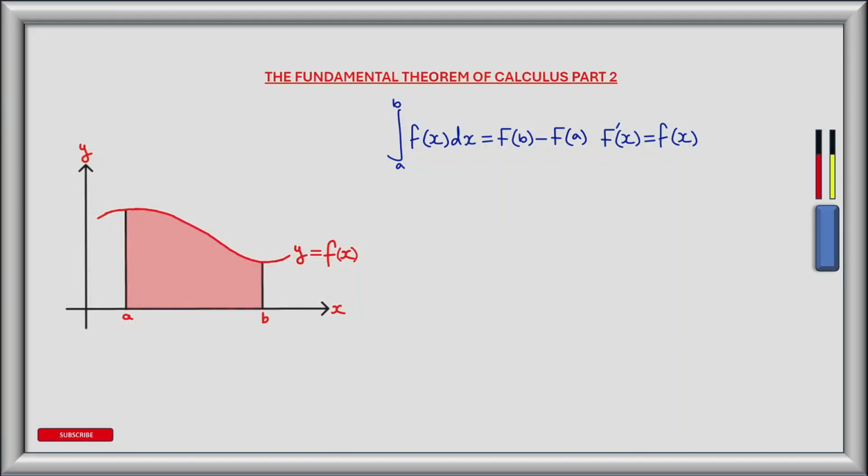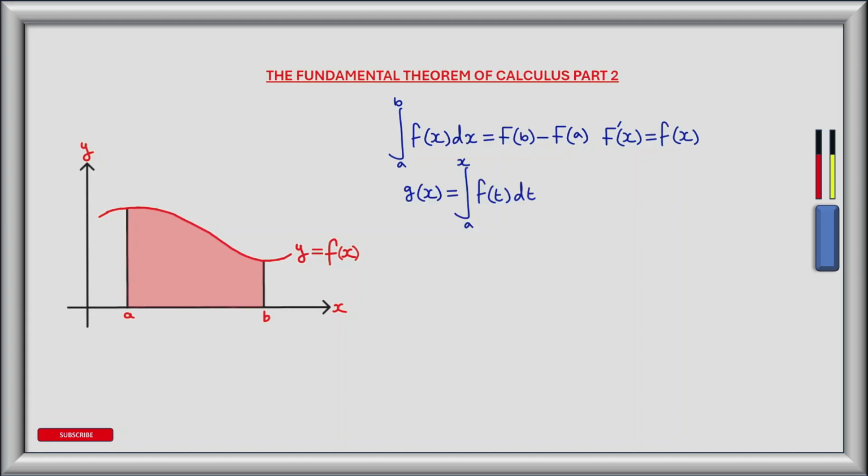The second part of the fundamental theorem of calculus tells us that if we have a definite integral over the closed interval [a, b], so that's the integral from a to b of f(x) dx, then we can find the area under the curve, the area shaded here in red, by subtracting the antiderivative of f(x), that's capital F evaluated at a, from the antiderivative, capital F evaluated at b. Remembering here that capital F'(x) equals f(x) from the first part of the fundamental theorem of calculus.